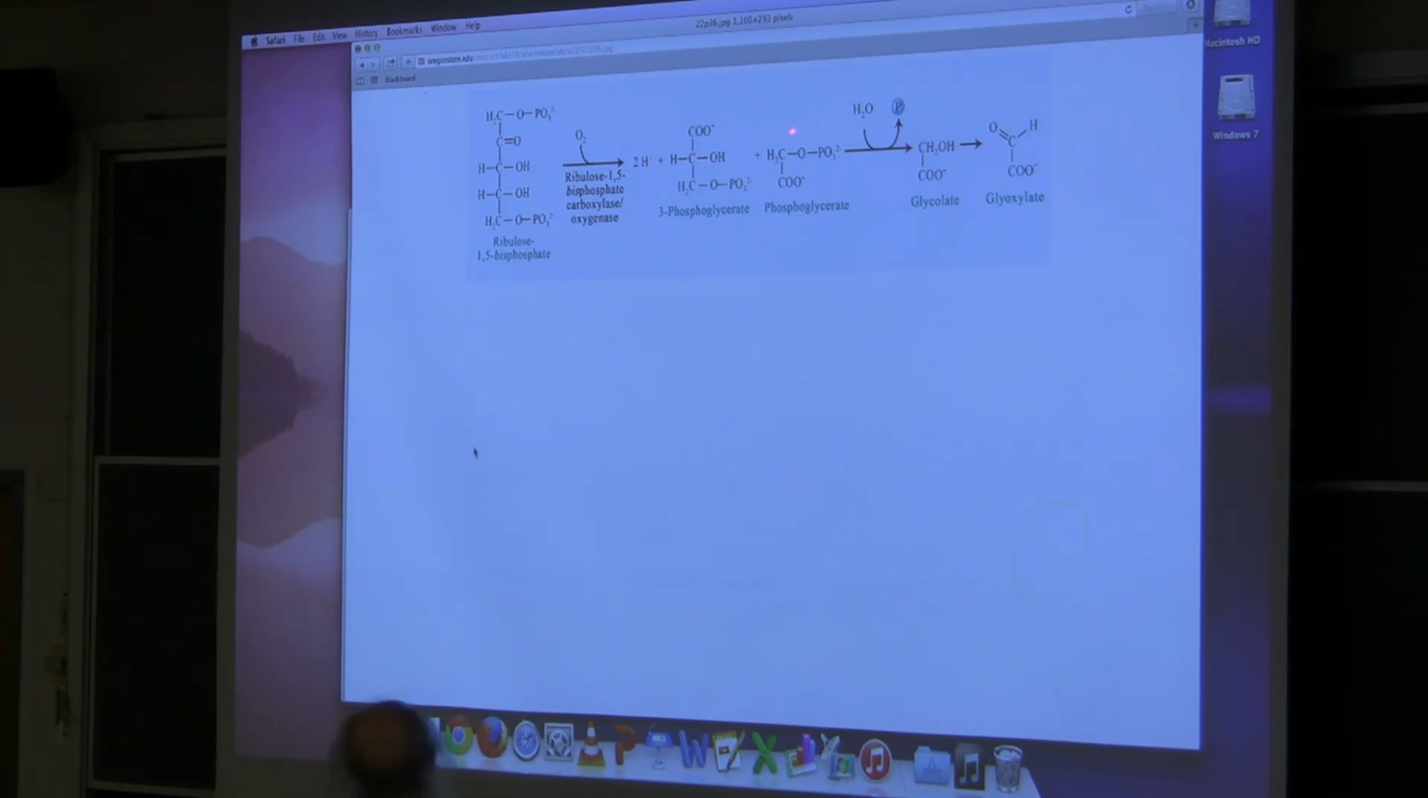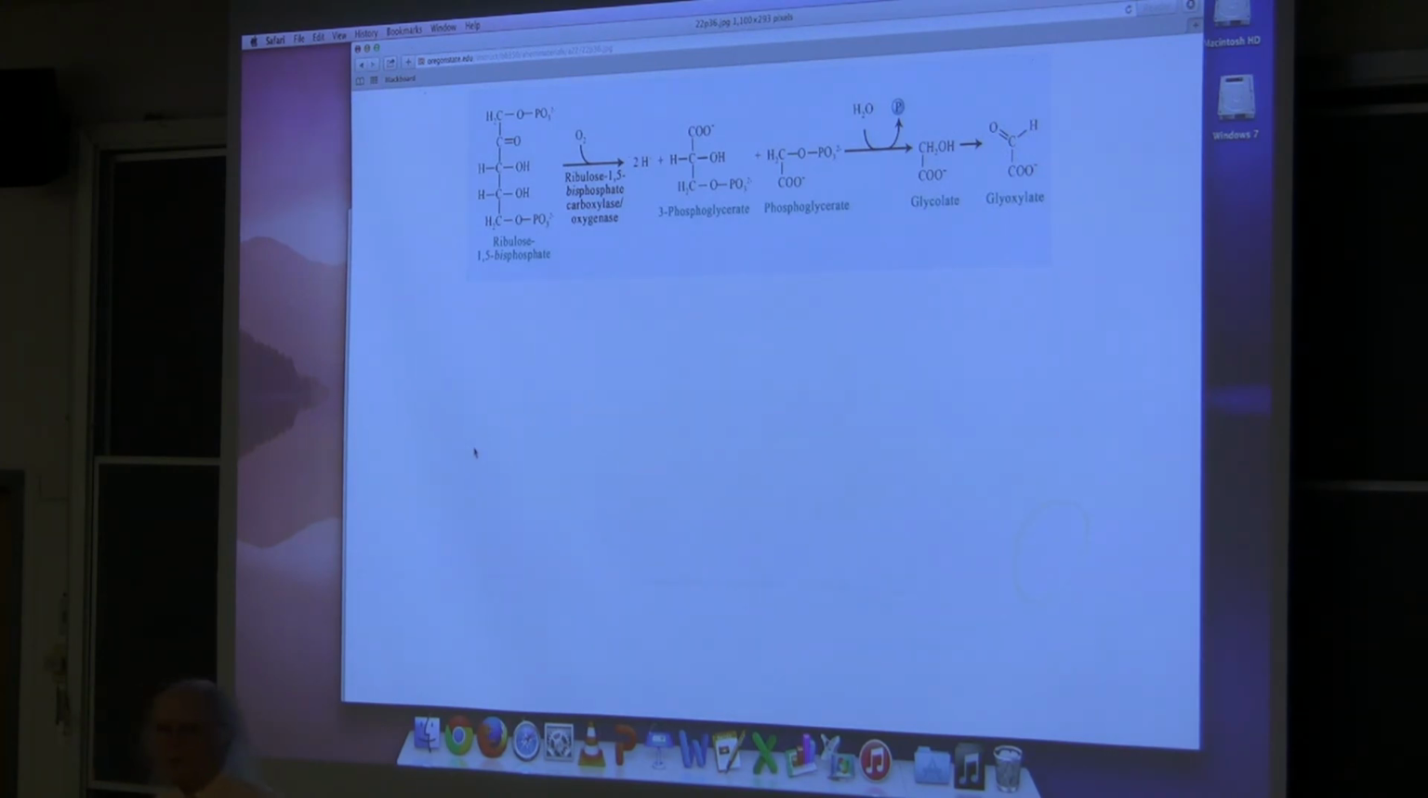The phosphoglycerate has a couple things happen to it, but it ultimately becomes glyoxylate. Okay, this process of going from phosphoglycerate to glyoxylate happens pretty readily. It's glyoxylate that's problematic for the cell. If glyoxylate accumulates, the cell will die. The cell should have a way of dealing with this glyoxylate that's being produced, and it does. It has the glyoxylate cycle.